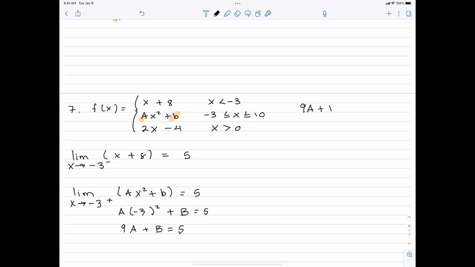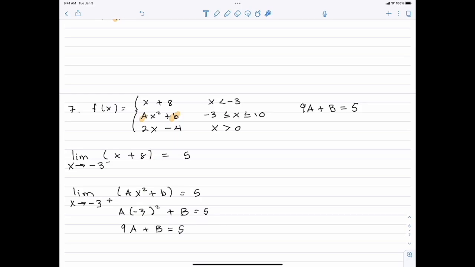The reason is, notice I have two variables, a and b. In order to solve an equation involving two variables, you need two equations. So this is equation number 1: 9a plus b equals 5. Why? Because that would make these two limits equal to each other.